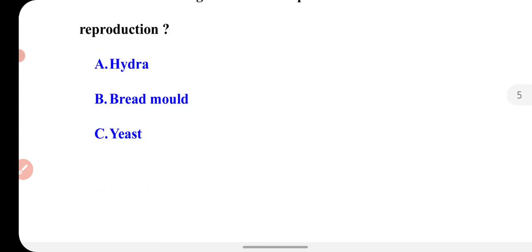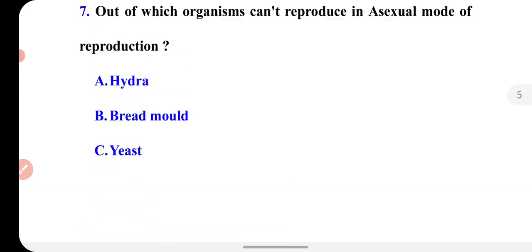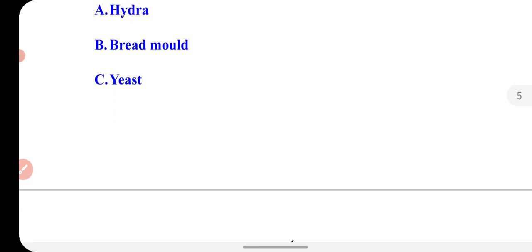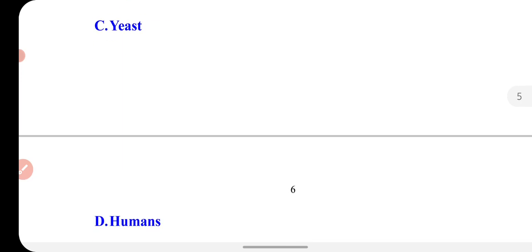Here, hydra, bread mold, yeast and human. Out of these four options, you have to tell which organism cannot reproduce by the asexual mode of reproduction. You know that hydra reproduces asexually by budding. Bread mold is a kind of fungi which reproduces asexually by the formation of spores. Yeast is also a kind of fungus that reproduces asexually by budding. You have studied that.